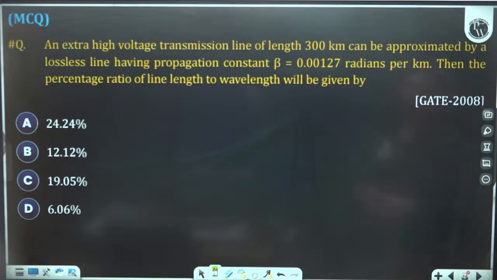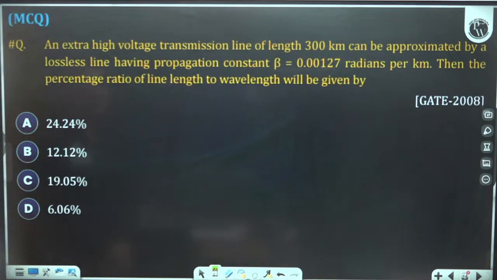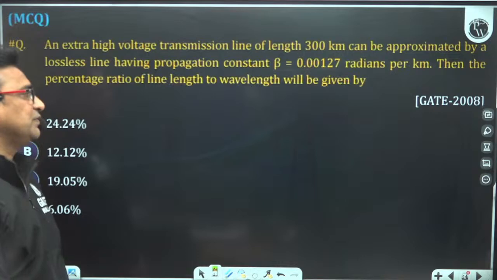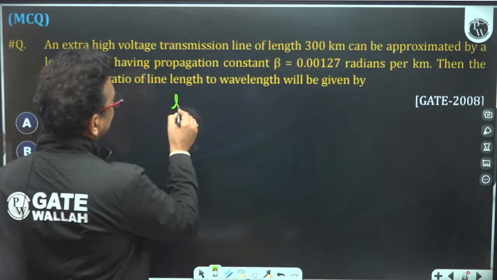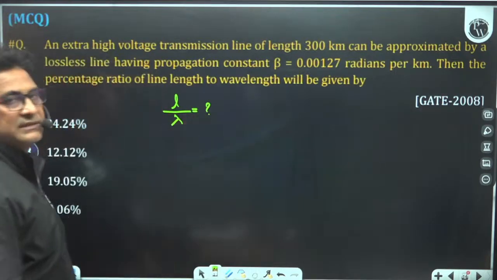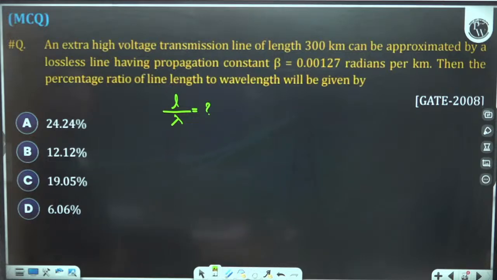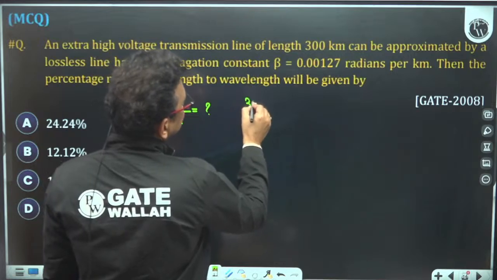Okay, next one, simple question, GATE 2008. An extra high voltage transmission line of length 300 km can be approximated by a lossless line having the propagation constant 0.00127 radian per kilometer. Then the percentage ratio of line length to wavelength will be. That means you have to find the ratio of the length of the transmission line to the wavelength. So the length is already given. The length of the transmission line is 300 kilometers.